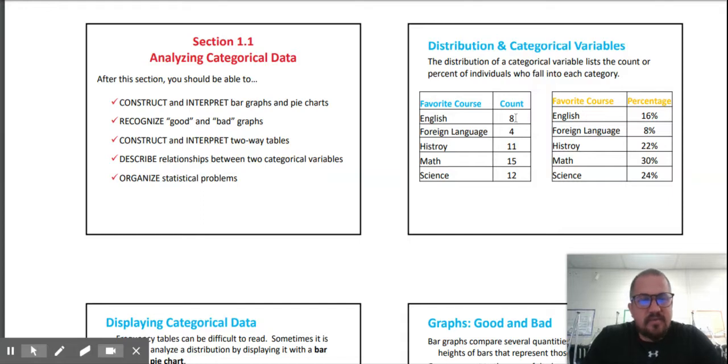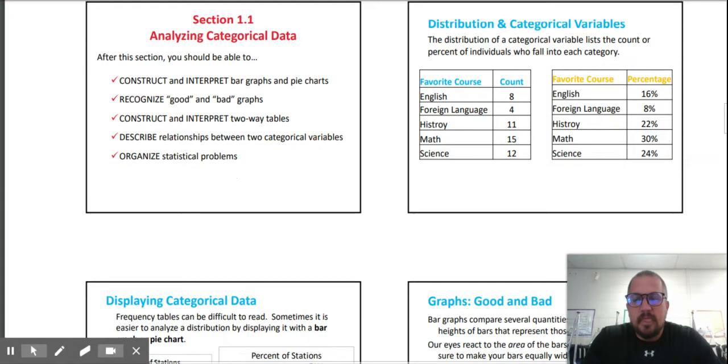And if we were doing a percentage, which would be called a relative frequency, then we would just add up how many we have. So we have 8, 4, 11, 15, 12. So we have 50 students. So if 8 of them like English, that's 16%. If 4 like foreign language, that's 8%. 11 with history, that's 22%. 15 for math, that's 30%. 12 for science, that's 24%. So that is your distribution.